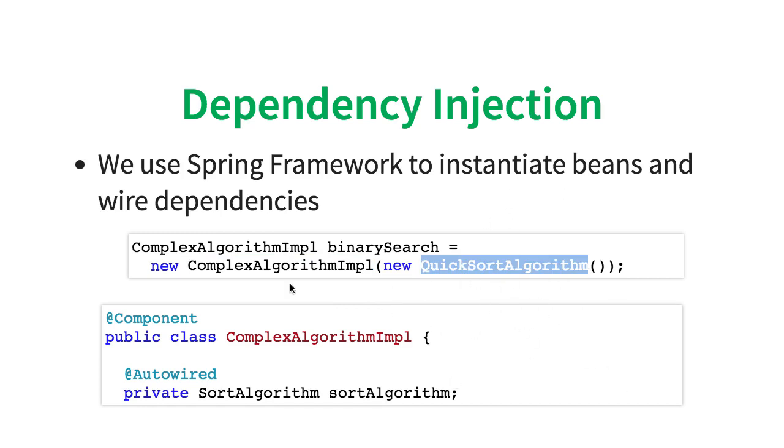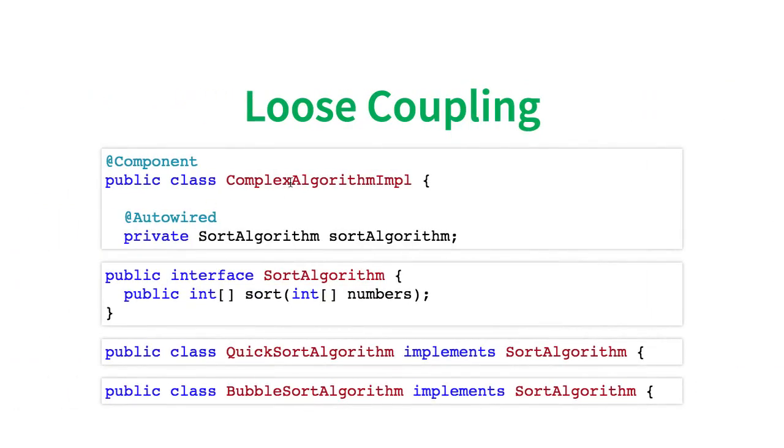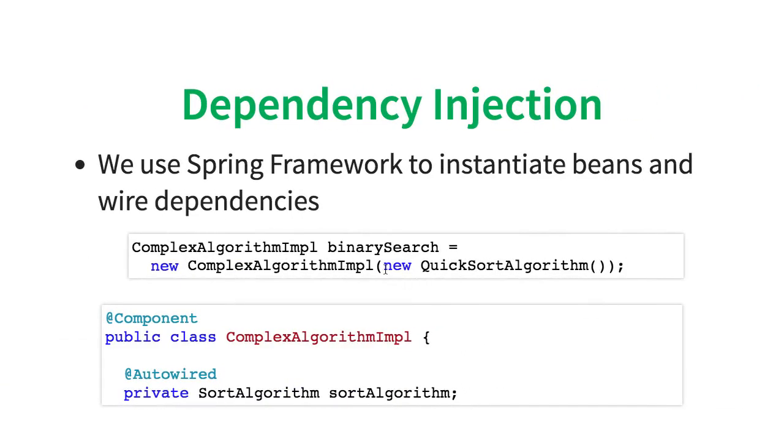Now you might be wondering, where does this Spring Framework come into picture? So we have loosely coupled the complex algorithm IMPL. We have created an interface called sort algorithm. We have created a couple of implementations, quicksort and bubble sort, implementing the sort algorithm. And we are creating a new complex algorithm IMPL, passing quicksort algorithm as the parameter. Where does Spring Framework come into picture?